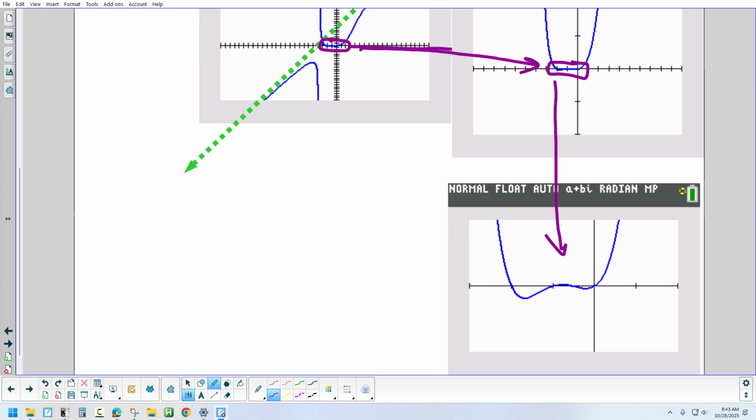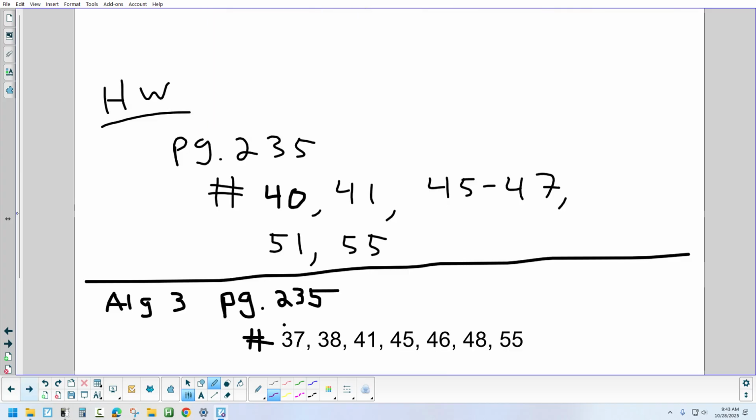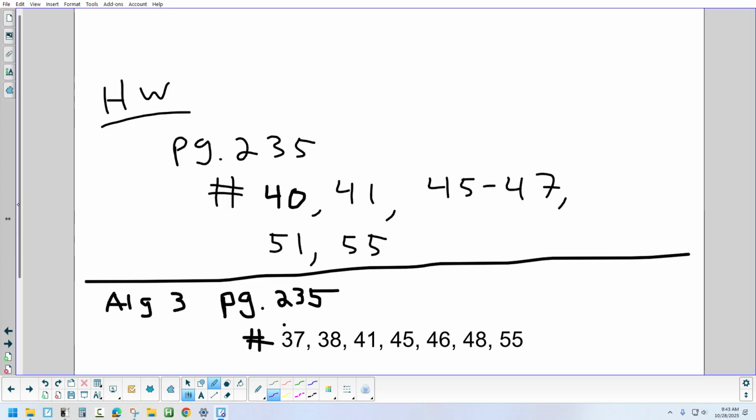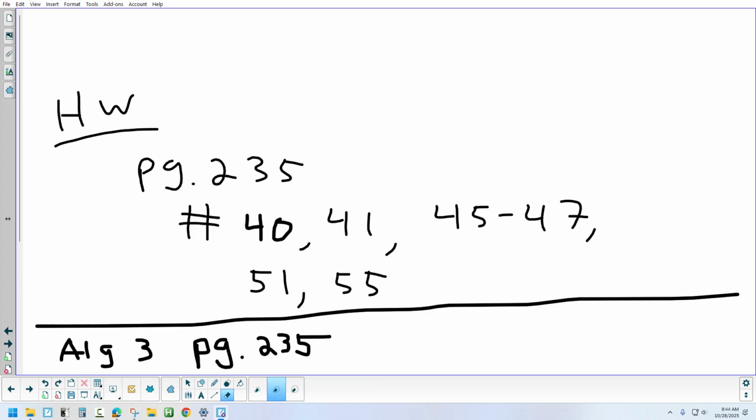All right, so that's the last part of 4.2. So let me see. Okay, so you guys are just doing the top one. So it's 40, 41, 45 to 47, 51, and 55. Not a ton of questions because there are some graphs that take a little bit of time, and it was only half of a section.